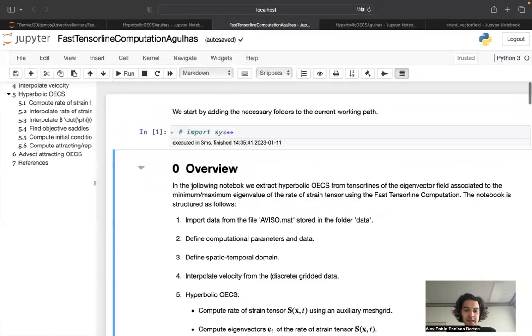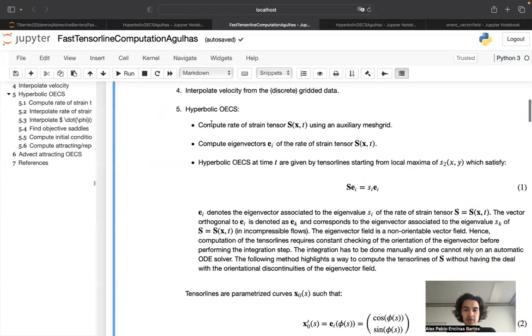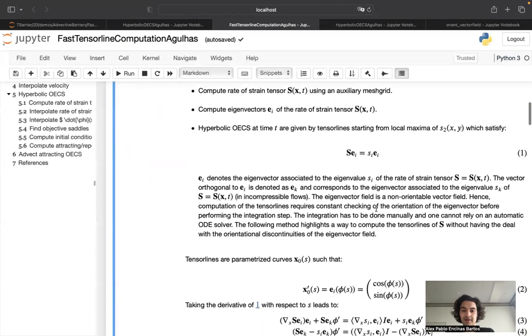The first 4 steps are essentially the same. What do we do then? We need to compute the rate of strain tensor, and we need to compute the eigenvectors of the rate of strain tensor. Then, again, the problem that we're facing is that you want to integrate and compute these hyperbolic OECSs without needing to check the orientation of the eigenvectors at every point during the integration.